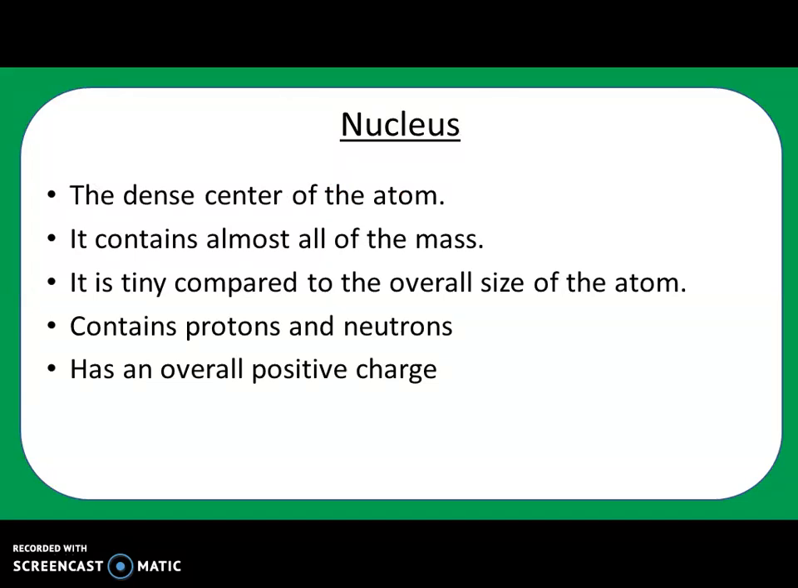These exist in the nucleus. The nucleus is the dense center of the atom. On our picture, it shows the nucleus as fairly big, but it is actually very tiny compared to the overall size of the atom. If we had the atom the size of a football field, the nucleus would be about the size of a marble on the 50-yard line. So the nucleus contains the protons and neutrons, therefore it has almost all of the mass, and it also has an overall positive charge.